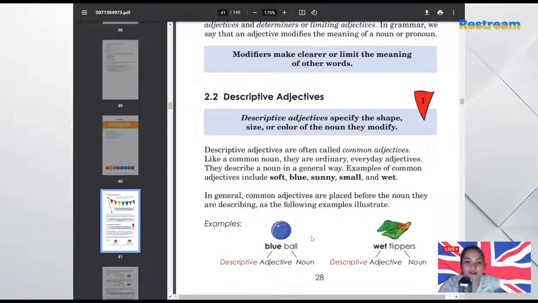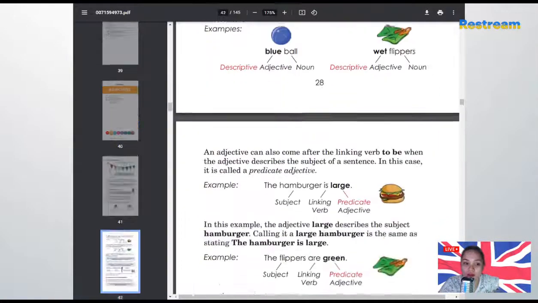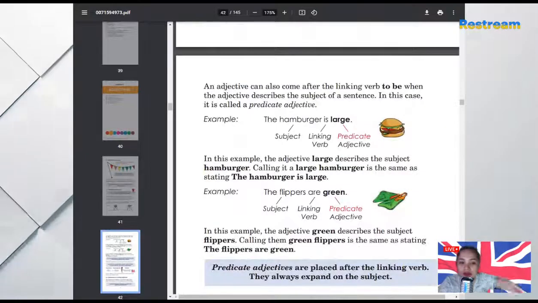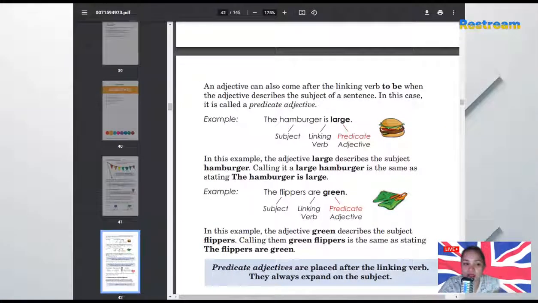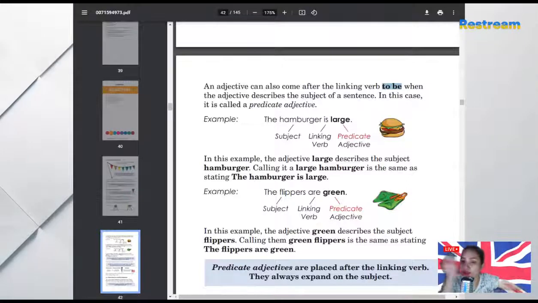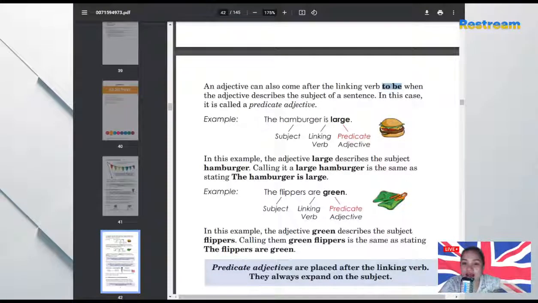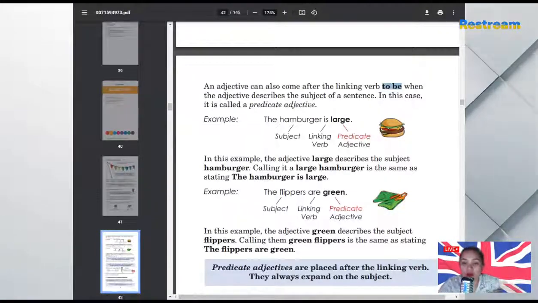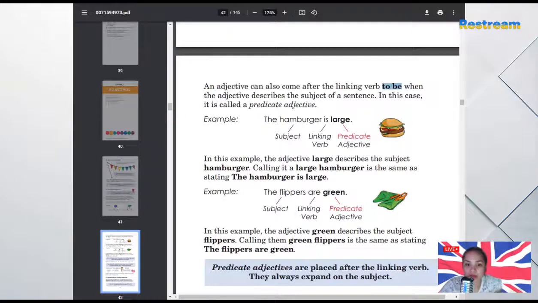Okay, so now let's go to the second page. For the second page, this is just the continuation of the descriptive adjective. Another point for the descriptive adjective is that an adjective can also come after the linking verb to be. So these are linking verbs. If you remember, the linking verbs that we have are am, is, are, was, and were. So those are our linking verbs.